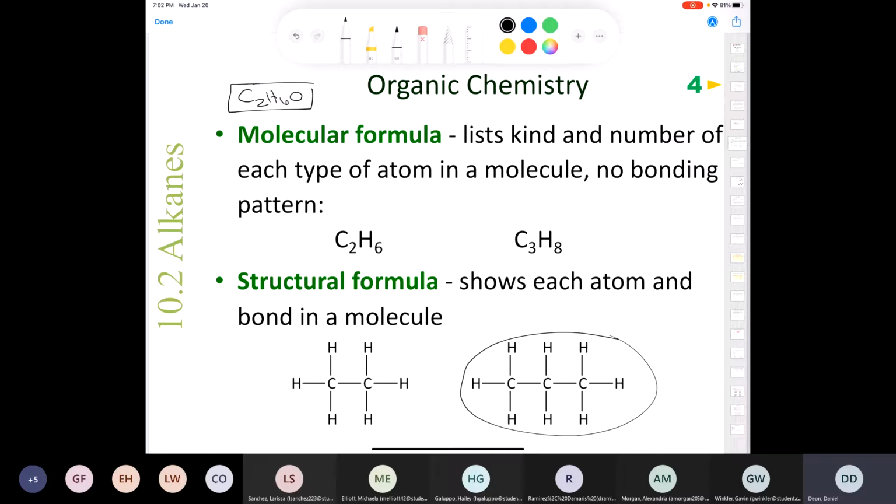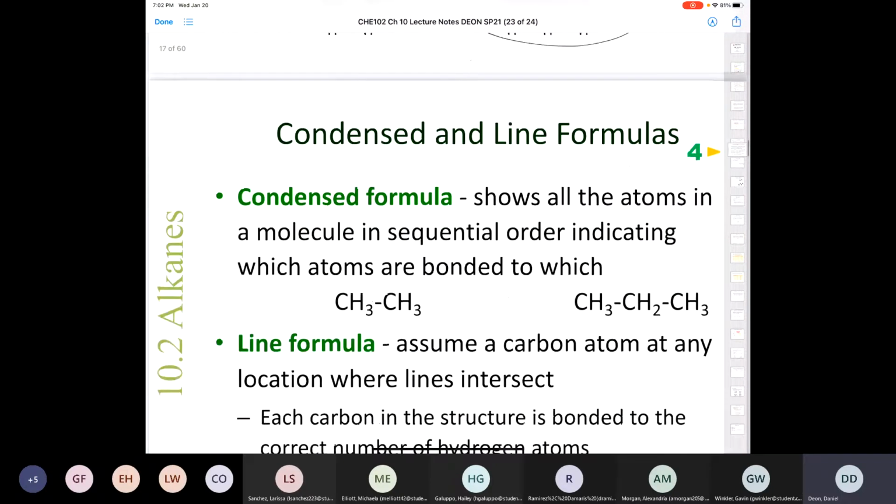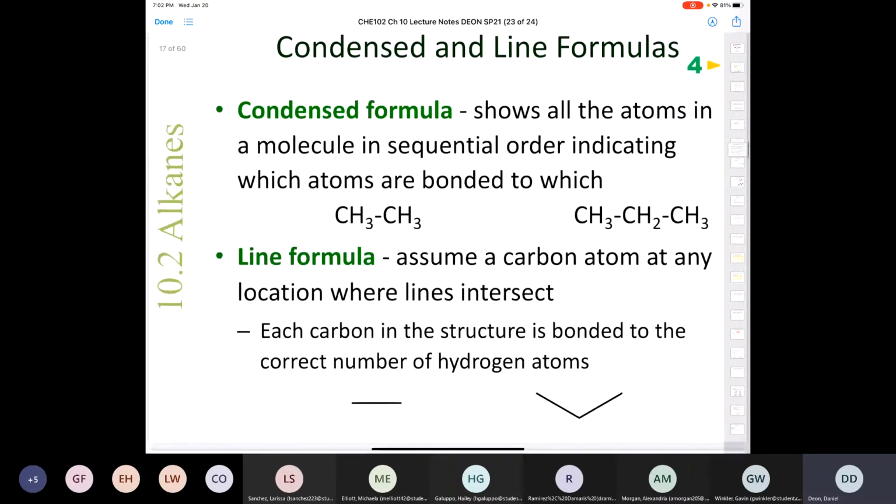If you look at that molecule, you might think, that's not too bad, I could draw all those carbons and hydrogens. But what if you had C9H20, as we just discussed? Then you've got a lot of carbon-carbon and carbon-hydrogen bonds to draw. And so you might be wondering, is there an easier way? Well, the answer is yes. There's a couple of easier ways.